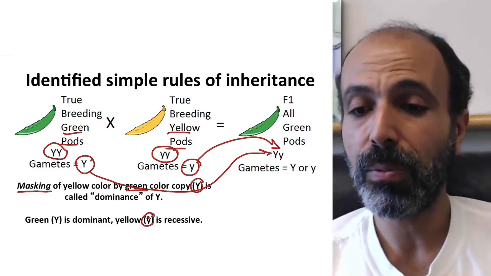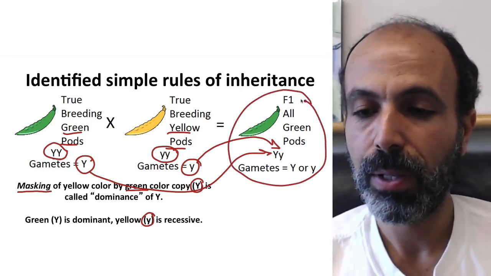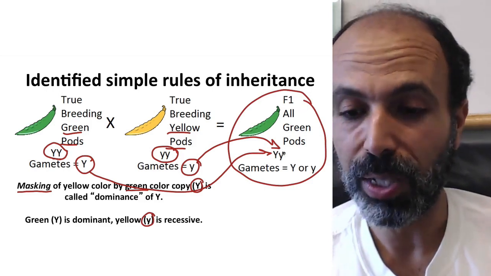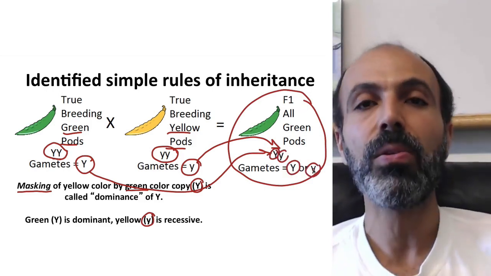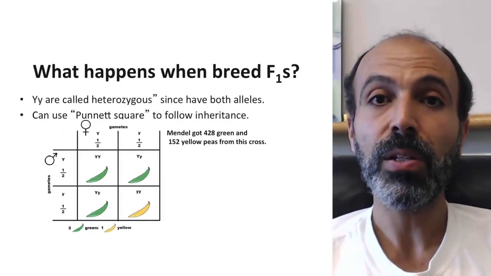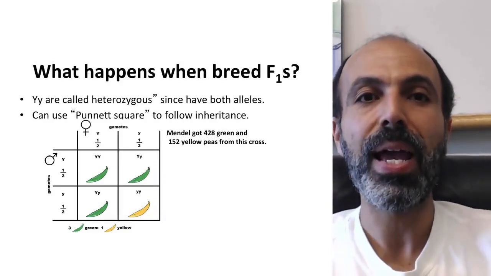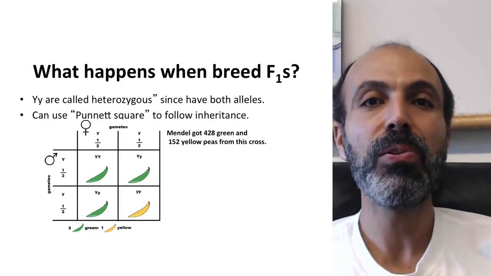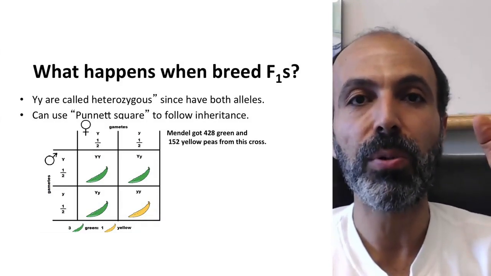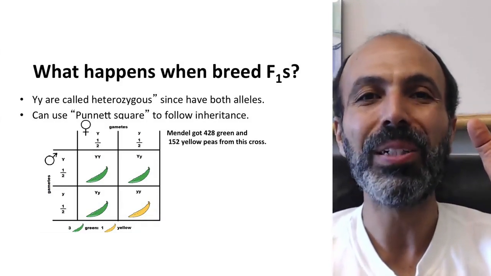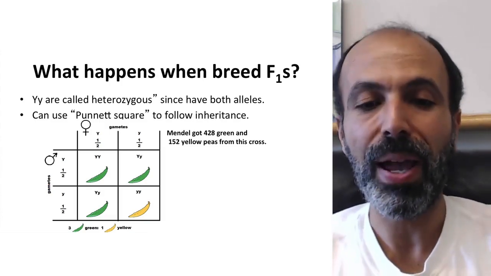Now what will this plant over here give off? Well, he has two different gene copies. He has a big Y and a little y. So he could give either of these to his kids. So what happens when we breed these F1s? So this big Y, little y are referred to as heterozygous. Heterozygous meaning having two different alleles at a particular gene that we're looking at, in this case being the pod color gene. Right? So they have both, they're heterozygous.